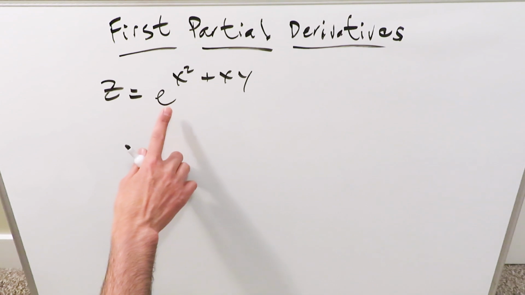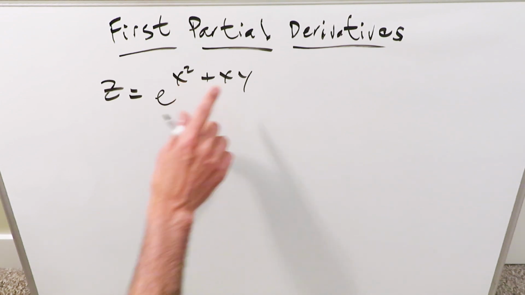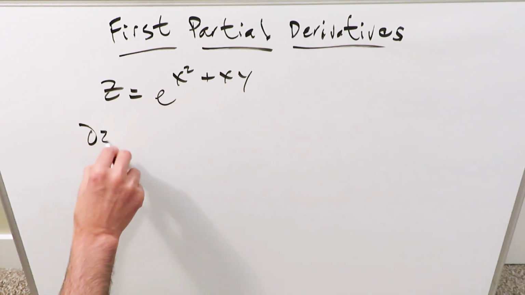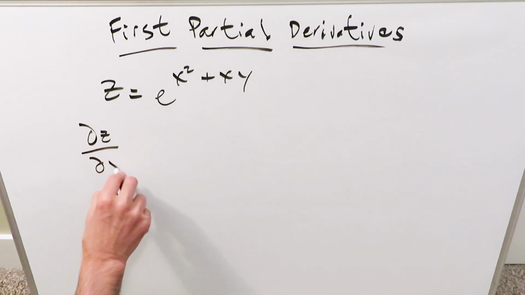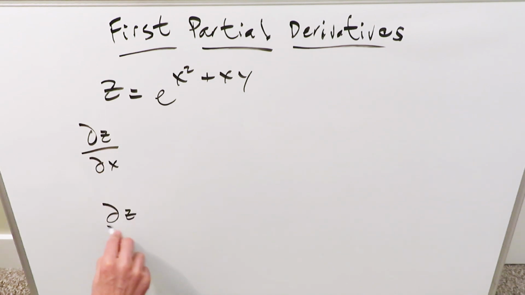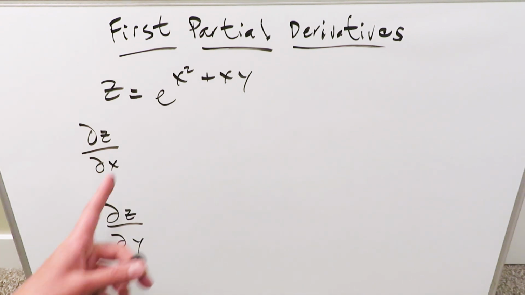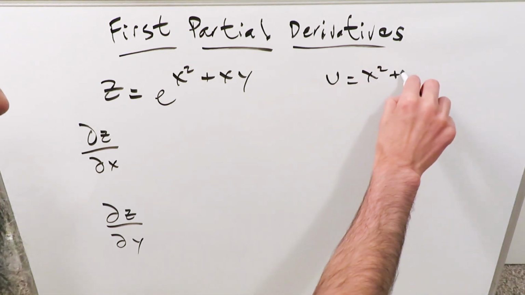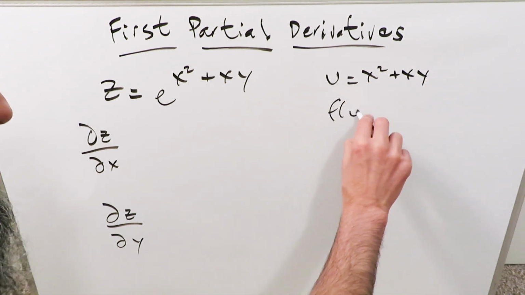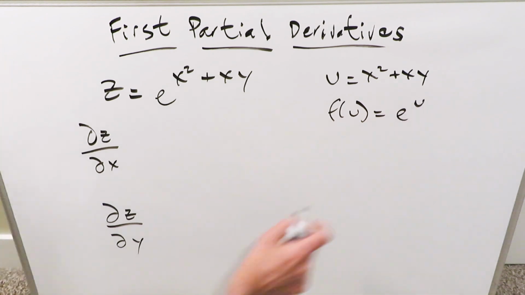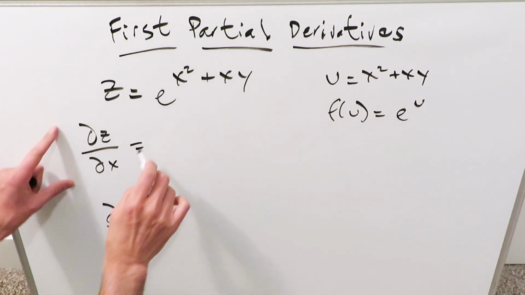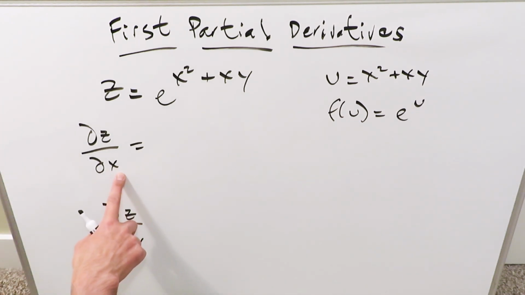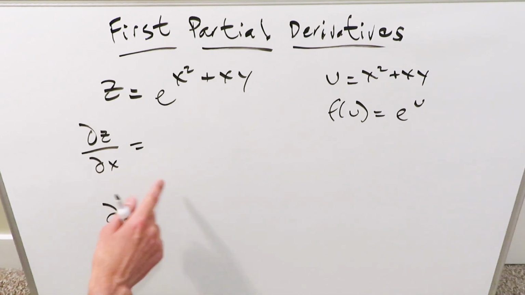Z, a certain function, is equal to e to the power of x squared plus xy. We're going to find the first partial derivative with respect to x, and then the first partial derivative with respect to y. Again, use the chain rule over here. If u is equal to x squared plus xy, then my function with regards to u is equal to e to the u. In the first case, I'm looking at my x variable to be differentiated, and the y variable to be held constant.